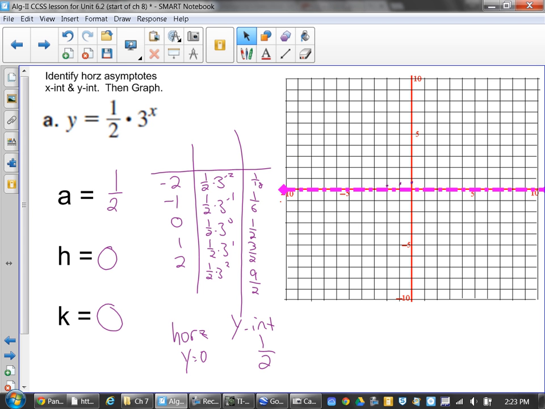I believe the orange thing would be covered. 1 is at 1.5, and then 2 is at 9/4, which is a little bit more than 4.5. So there's your graph.